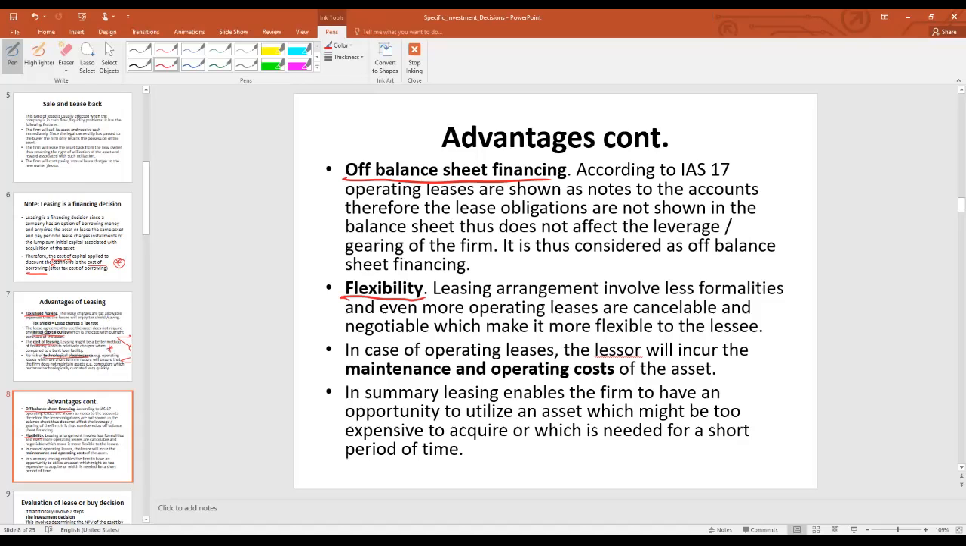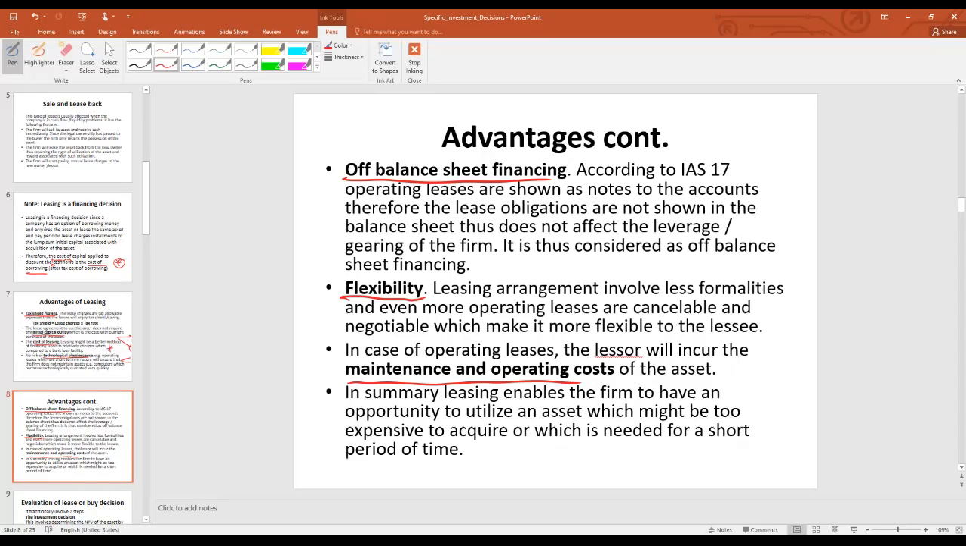As time goes by, you can decide to renegotiate the terms of engagement. It's a bit easier if you compare it to the case of you being the owner of the asset. Maintenance is paid by the lessor, so you as a company just use the asset, and you pay a fixed amount of money as the lease rental. The maintenance and operating cost of the asset is borne by the lessor, the owner of the asset.